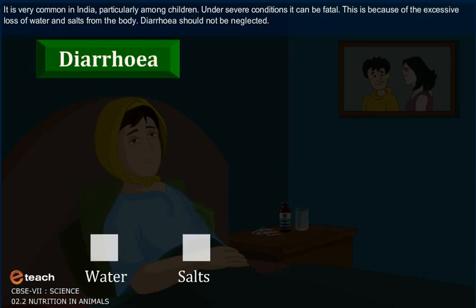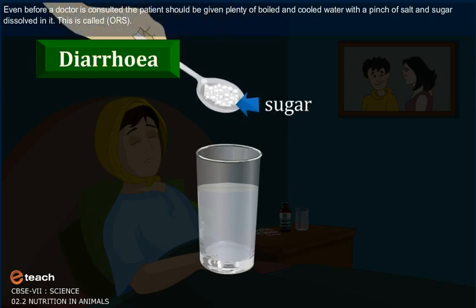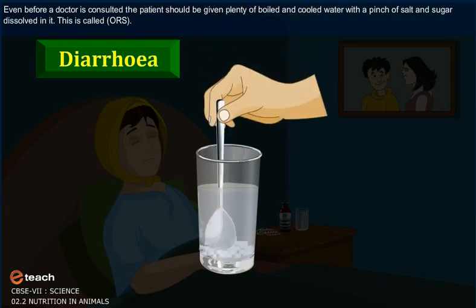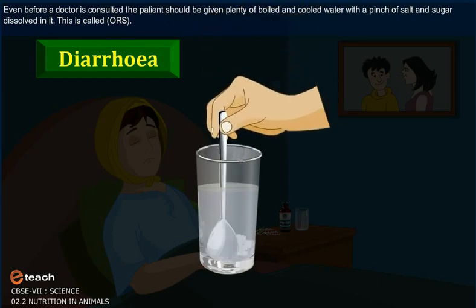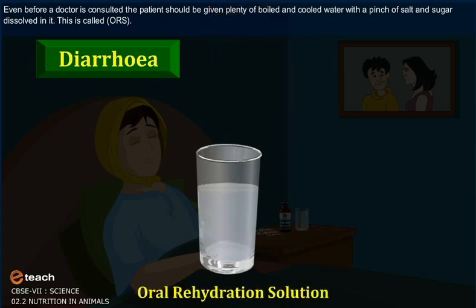This is because of the excessive loss of water and salts from the body. Diarrhea should not be neglected. Even before a doctor is consulted, the patient should be given plenty of boiled and cooled water with a pinch of salt and sugar dissolved in it. This is called oral rehydration solution, ORS.